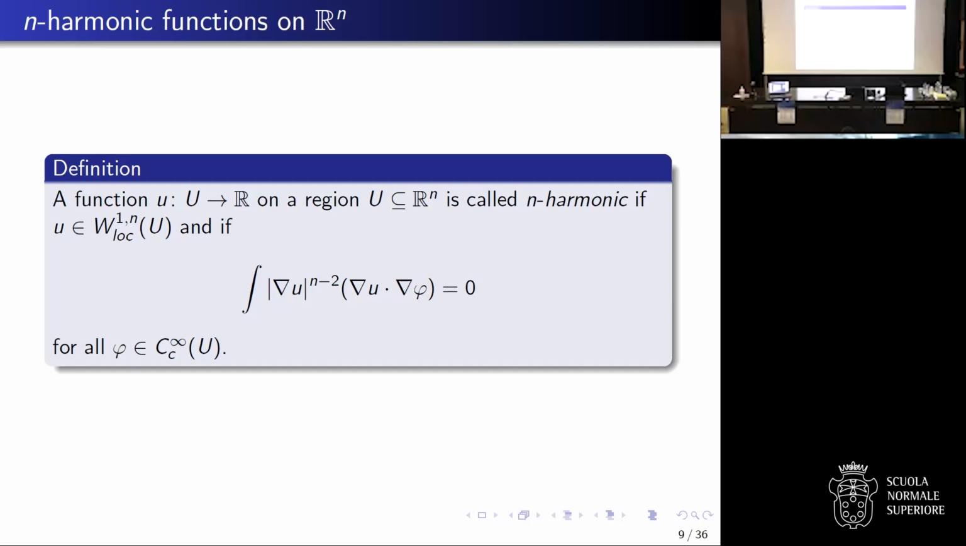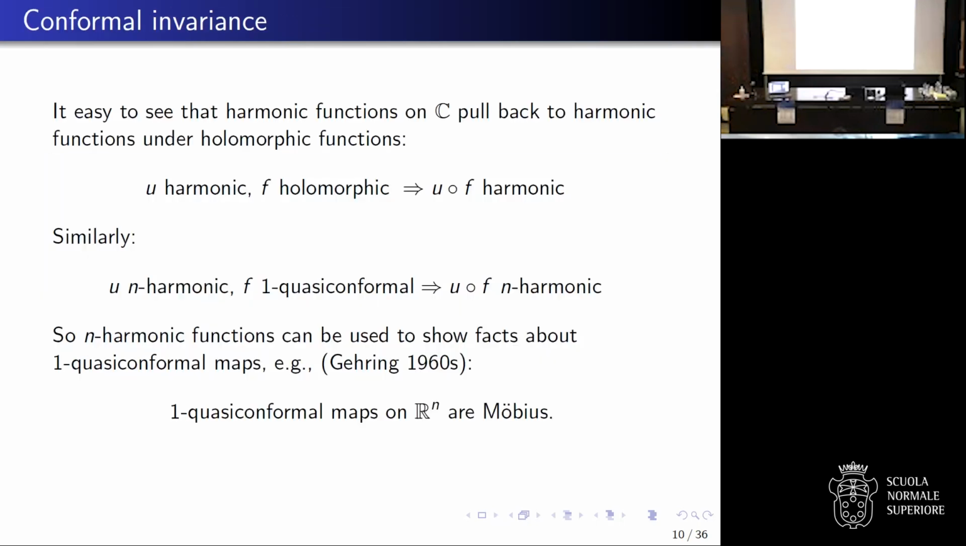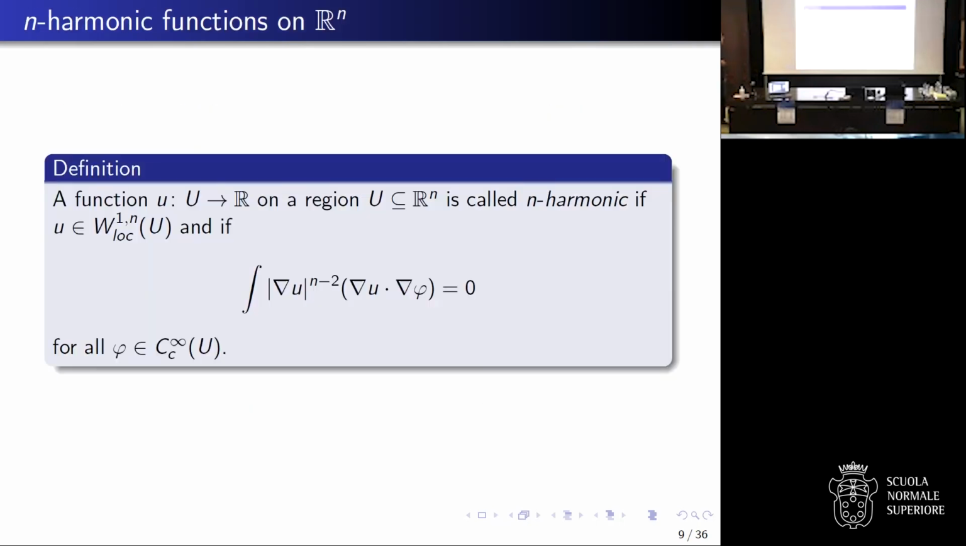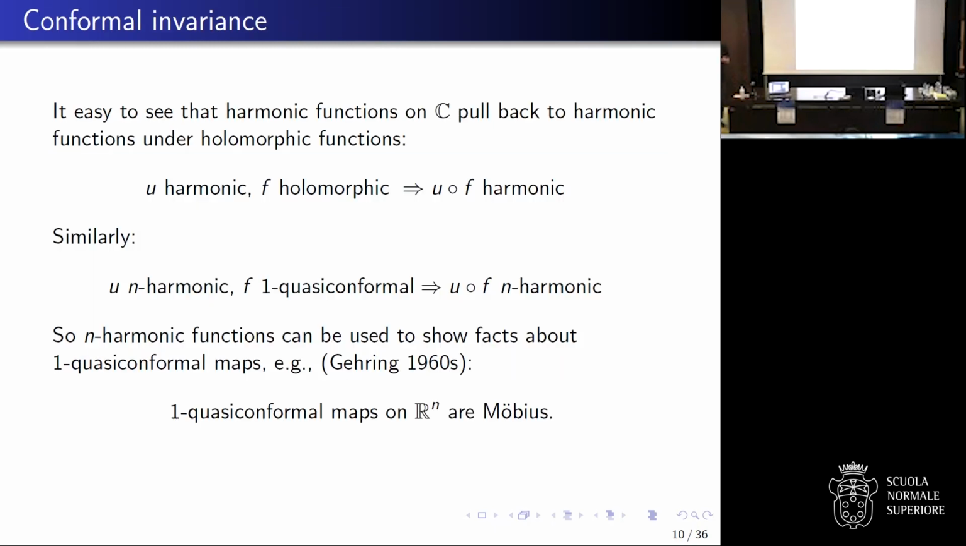And actually, as I mentioned before, you can extend the class of functions that you can feed into the equation here. You can extend it from smooth functions with compact support to, let's say, Sobolev functions that vanish near the boundary of U. So this will be important in a moment. So this is somehow the notion of harmonicity that we want to work with. And once you have this notion of harmonicity, then you can make sense of unbounded Green's functions again.